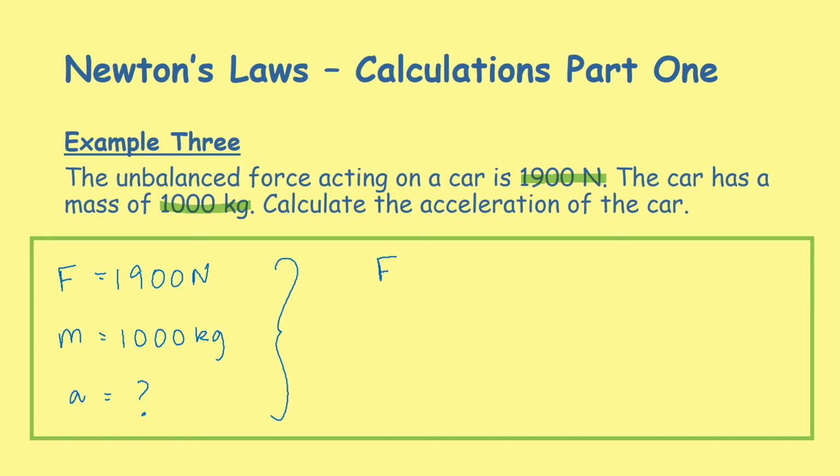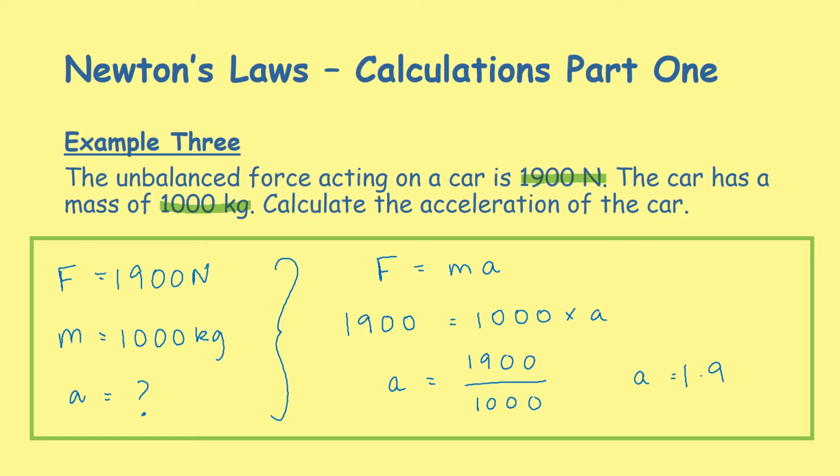So we use our equation, force equals mass times acceleration, and pop our numbers in. So 1,900 equals 1,000 times a. We now rearrange this, so our acceleration is equal to 1,900 divided by 1,000. Therefore, our acceleration is equal to 1.9, and remember our units, they are meters per second squared.